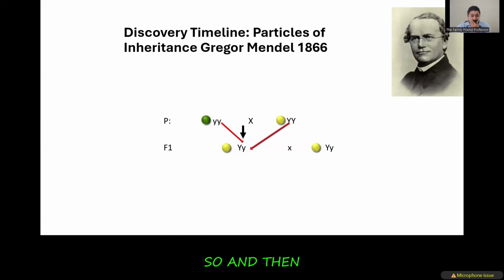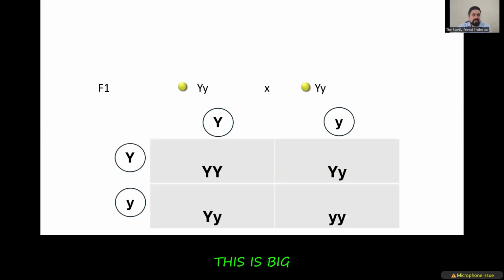And then when you cross this to get the second generation, you cross it with a similar individual, and that's what he gets. He got 3 to 1 yellow, right? So let's see how we got to these. So let's do the Punnett square. So we have two individuals. So this is big Y, little y. This one is big Y, little y. So each one of those can give two types of gametes, right? So each one of those, these are gametes.